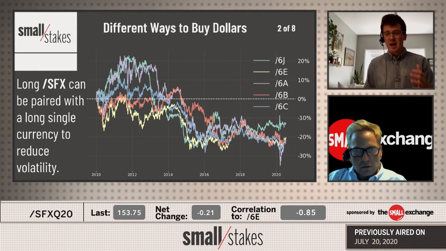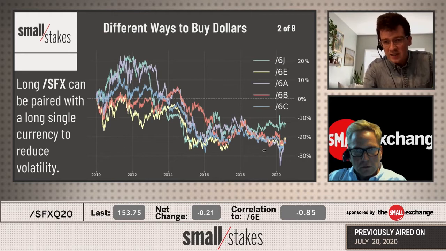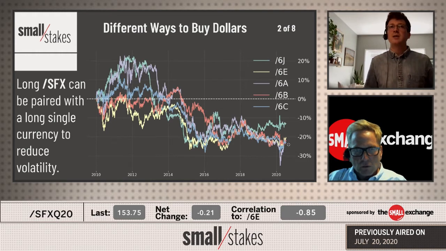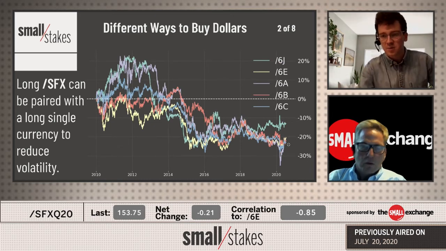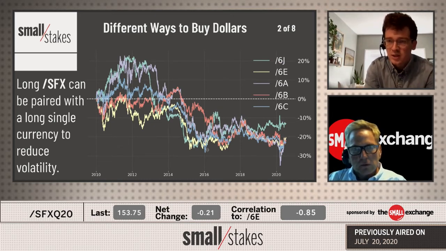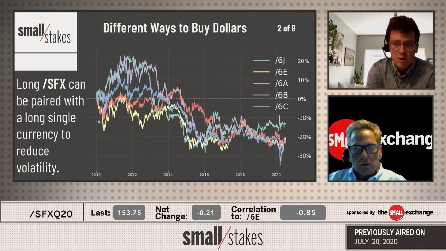Now, say I want to kind of pair this with the underperformer in this bunch. Say, okay, Canadian dollar over the last decade is the weakest. It's down almost 25%. I want my long dollar bias, but I also don't want to be short the weakest thing here. I think that Canadian dollar could bounce a little bit. I would buy that SFX, and then I would buy, as we're going to see, a micro Canadian dollar contract on a 1-to-1 basis.